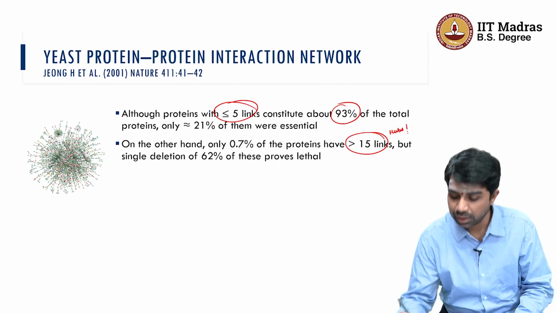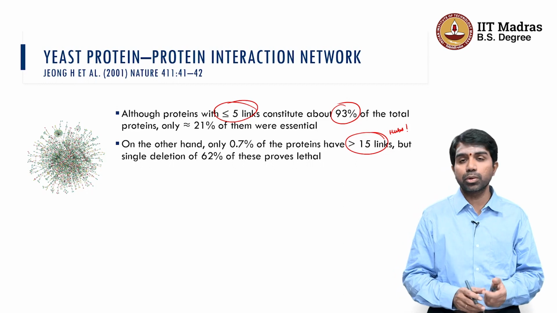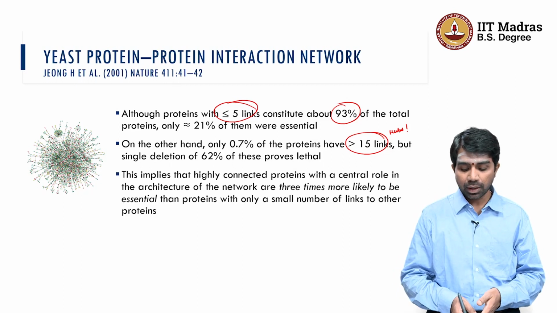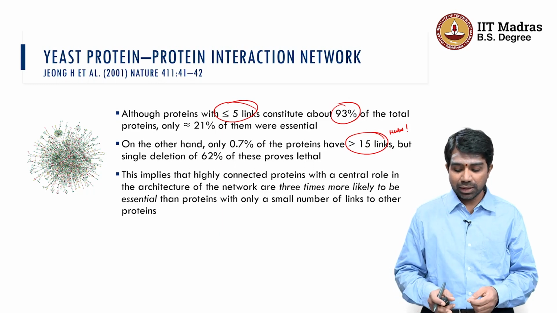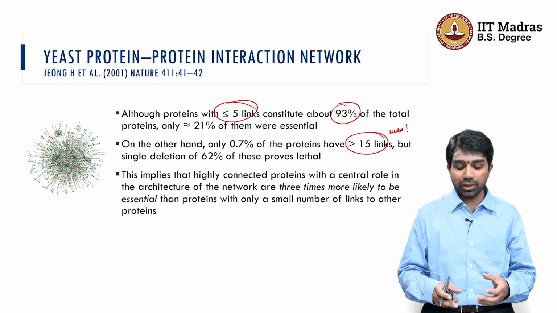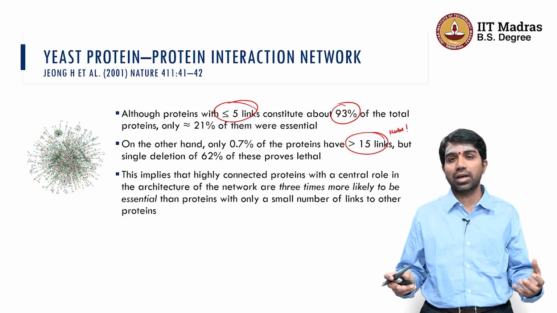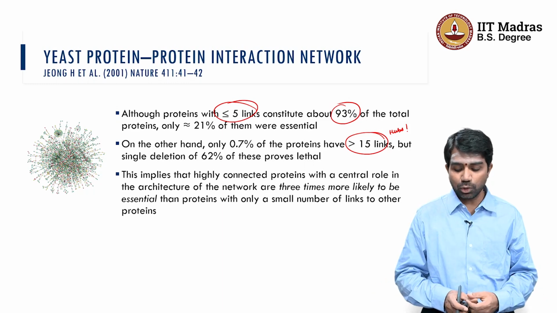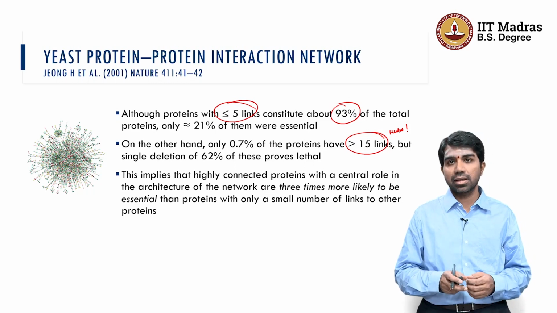These are your hubs, remember. But a single deletion of 62% of them proves lethal. And so they say something like this. I am not very fond of how they present it, but they say that highly connected proteins with a central role in the network architecture are 3 times more likely to be essential than proteins with only a small number of links. But the point here is well taken.